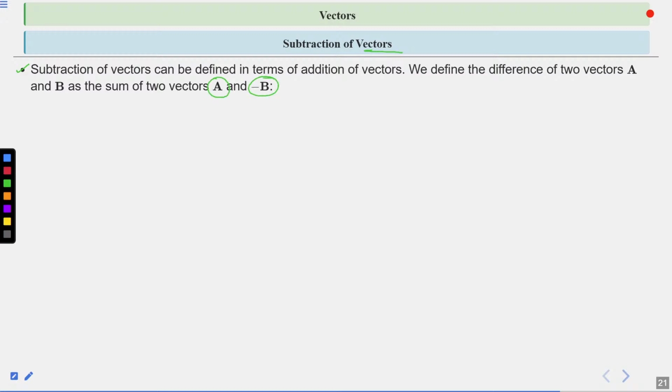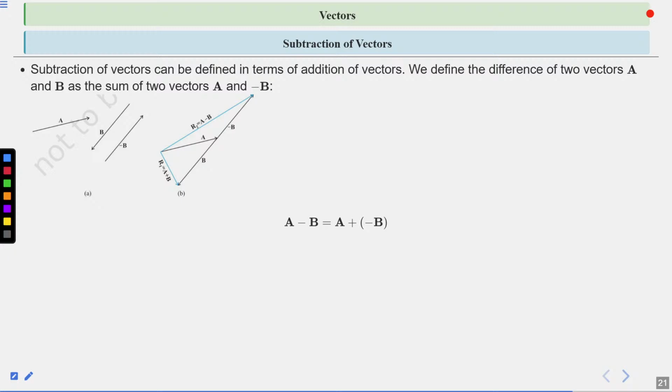So look at here, we have a vector A and vector B, and a third vector, minus vector B. What is the difference between B vector and minus B vector? The only difference is the direction is opposite. So A vector minus B vector is equal to A vector plus the negative of B vector. And what is that? That is minus B.